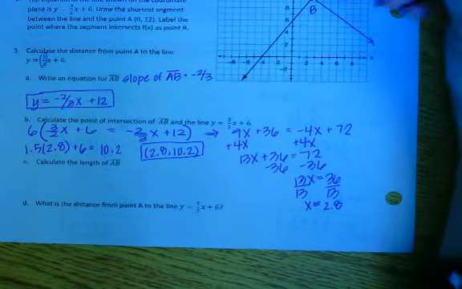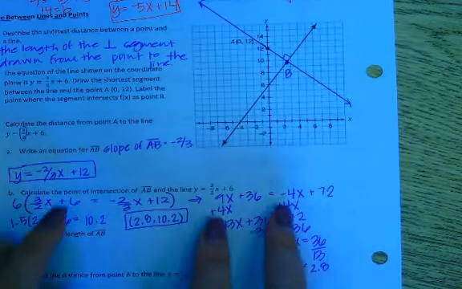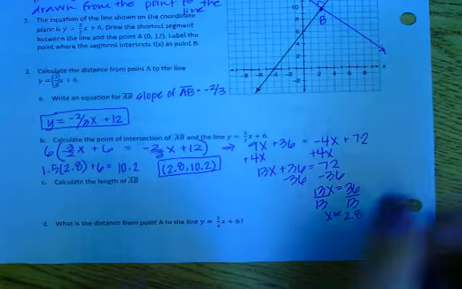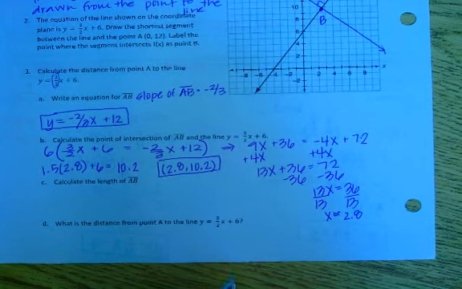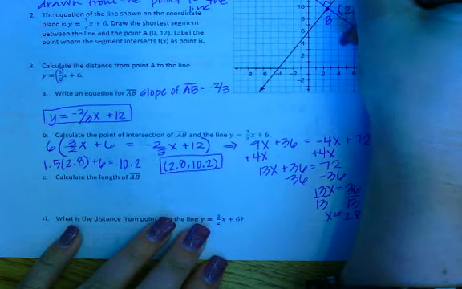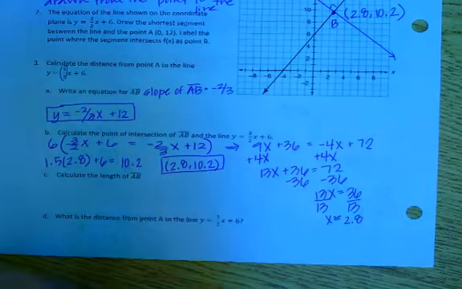Okay, so my graph is not anywhere close. So maybe yours is better. 2.8, 10.2. Okay. Now it says calculate the length of AB. So we have A at 0, 12. We're going to pretend that B is currently at 2.8, 10.2. How do we calculate that distance?